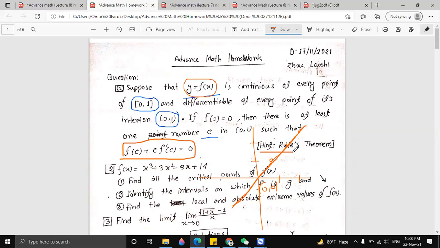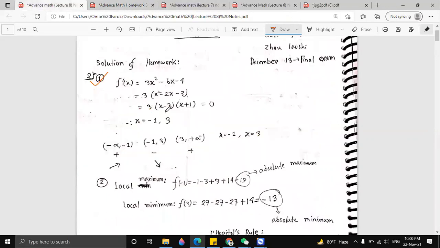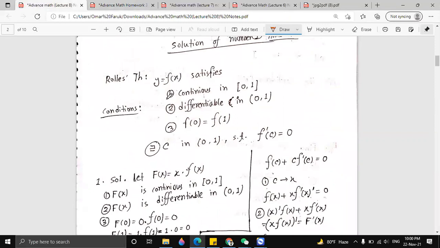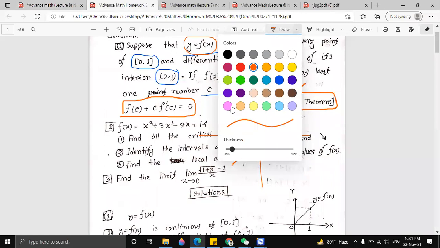So we have to use Rolle's theorem. You see here, the hint is Rolle's theorem. In Rolle's theorem, we have to consider 3 things. Number 1, this function is continuous on the closed interval [0, 1], and number 2, this function is differentiable on the open interval (0, 1).